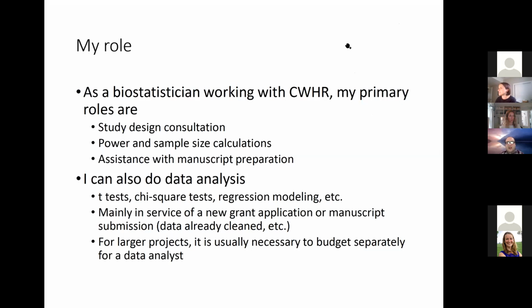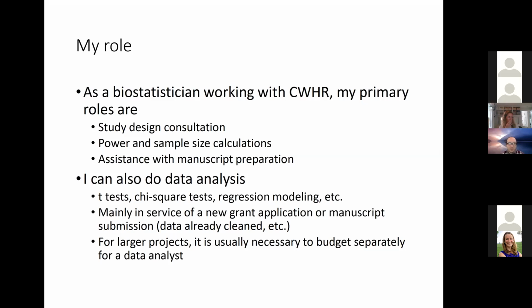Right. So as a biostatistician working with the center, I'm primarily tasked with helping with study design, which includes power and sample size calculations, and also with manuscript preparation. This is a catch-all phrase, because manuscript preparation can mean a lot of things. There are times when there's an existing manuscript that's come back for revisions, and I've been asked to consult on responding to statistical critiques. So that's one aspect.